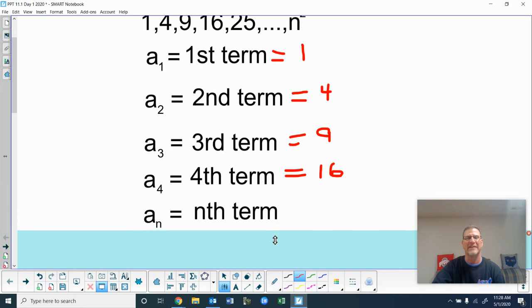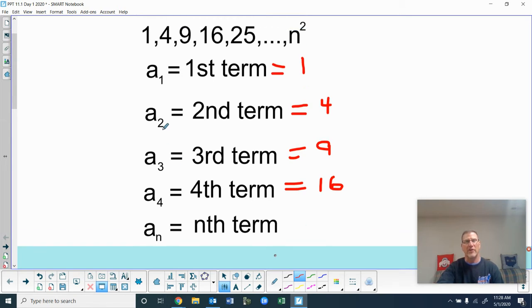And then A sub n represents the nth term. The n is the number we substitute in for. We're used to seeing x's all the time, but with sequences they always use n. If I wanted the second term, I substitute 2 in for n. If I want the fourth term, I substitute 4 in for n. In this sequence, the nth term is whatever term we want to the second power. That's the rule for that sequence.